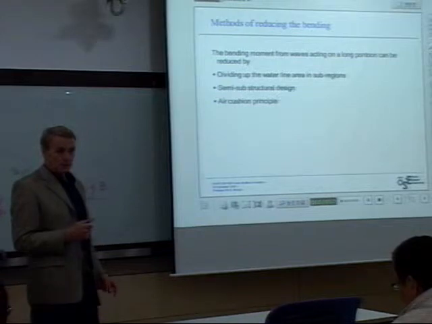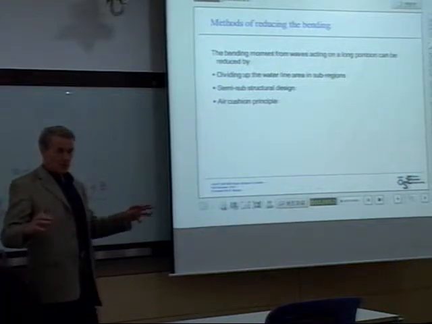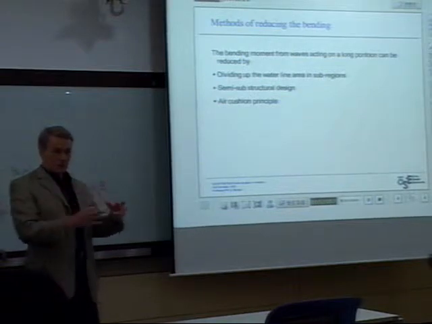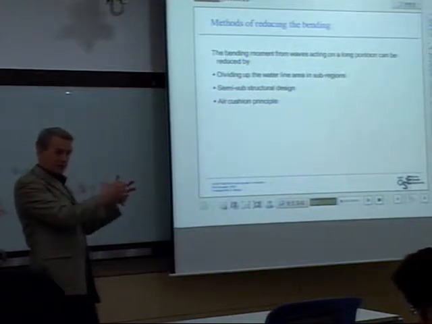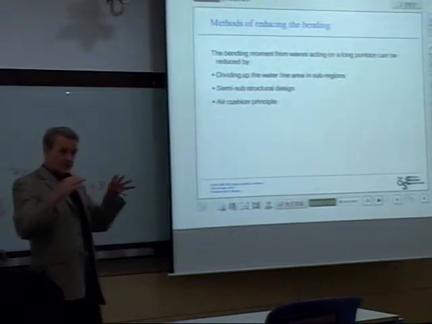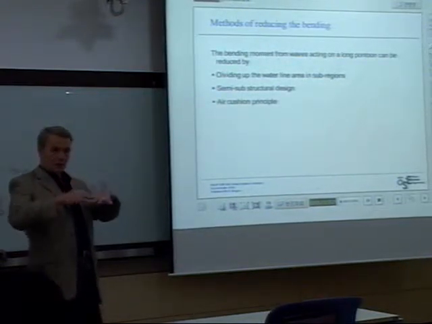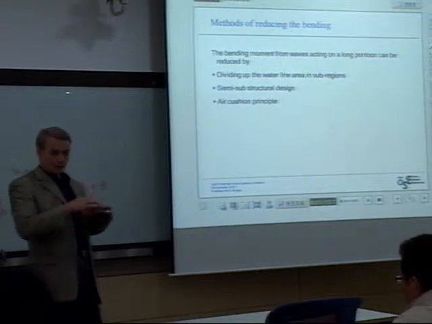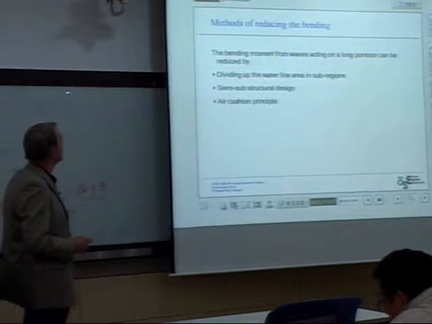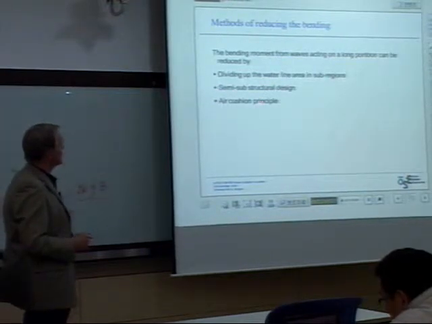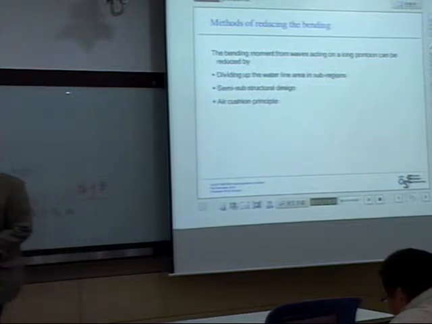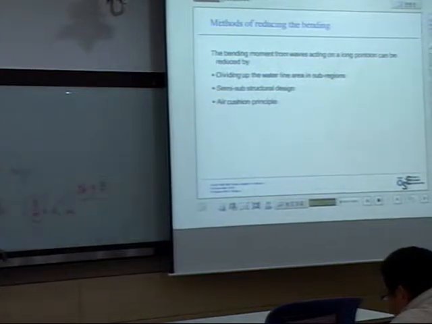You know what we mean by that? We have a submerged body that gives buoyancy, and then there are columns that go through the water plane, reducing the water plane area. So the forces in that wave zone will be smaller than if you had a continuous body. And one can also use something like an air cushion principle. We'll look at that too. What does that mean?